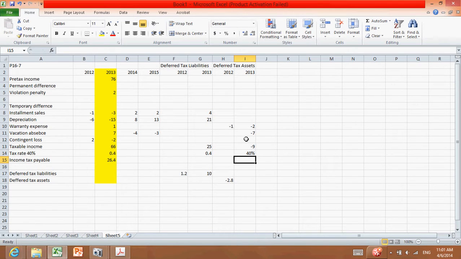These numbers are at the end of the year. So you can view this 1.2 of tax liability as the beginning balance of 2013. 10 million of liability is the balance at the end of 2013. Same for the assets, beginning balance of 2013 and ending balance of 2013. The journal entry is to journalize the change during the year. The deferred tax liabilities, debit, credit. I'm doing a T account.